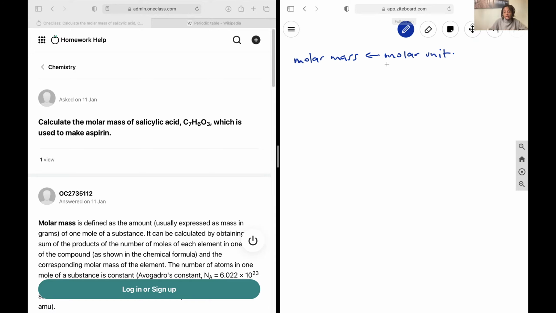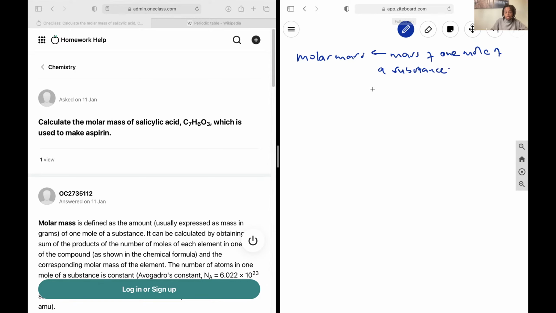And so we like to convert units like mass and volume that are dependent on the amount of matter in the system into molar units. And this makes it no longer dependent on the amount of matter in the system. And so the molar mass, therefore, is the mass of 1 mole of a substance.